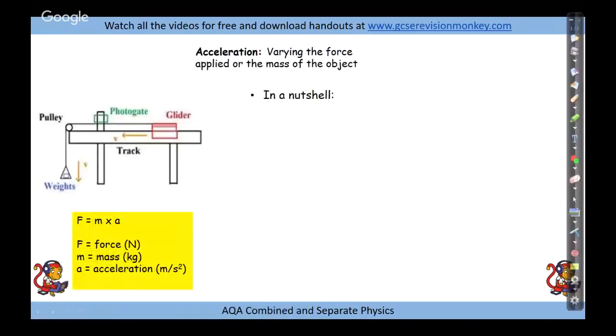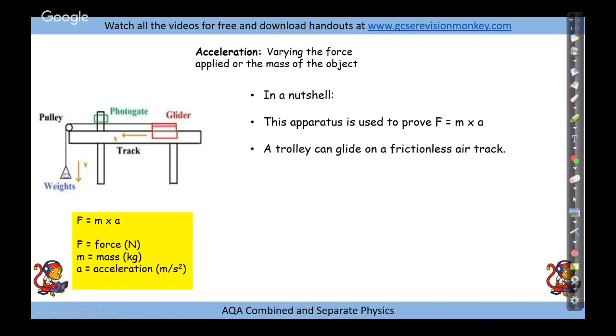Okay, so there is a required practical on acceleration. And this required practical is to do with using the equation F equals ma. All of this apparatus over here is used to prove that F equals ma. That is force equals mass times acceleration. Now the equipment, roughly in this diagram, is a glider or something that can slide across a track, and we've got some weights over here which are there to pull the glider across the track. So a trolley can glide on a frictionless track.